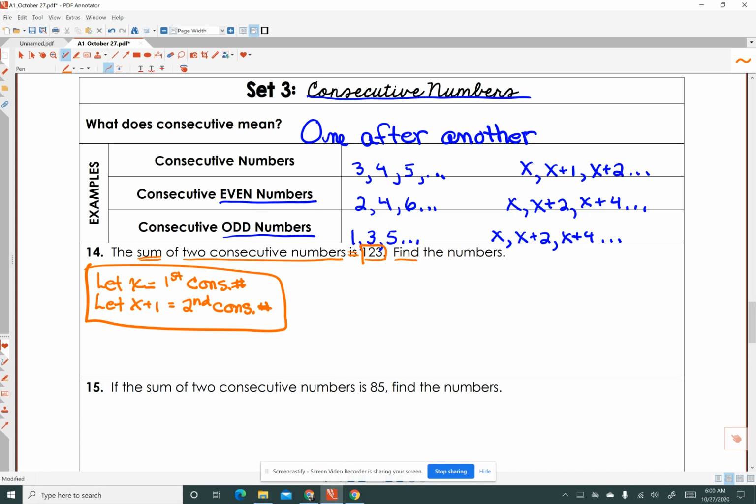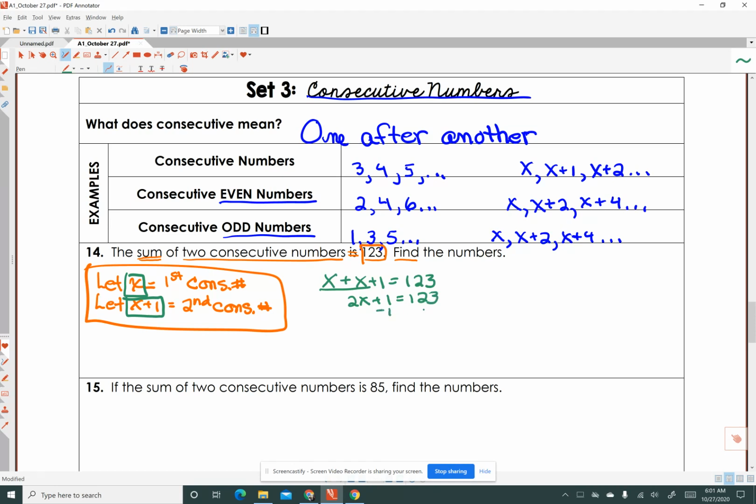So our problem will be set up, let's read it again. The sum, so we're adding, of two consecutive numbers is 123. So we have, let's change our color. We have our first consecutive number and our second consecutive number. Our first consecutive number is X plus our second consecutive number, X plus 1, equals 123. Okay, so what do we do to solve? Well, first we combine like terms. 2x plus 1 equals 123.